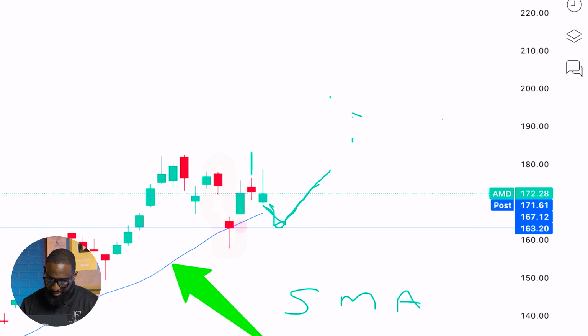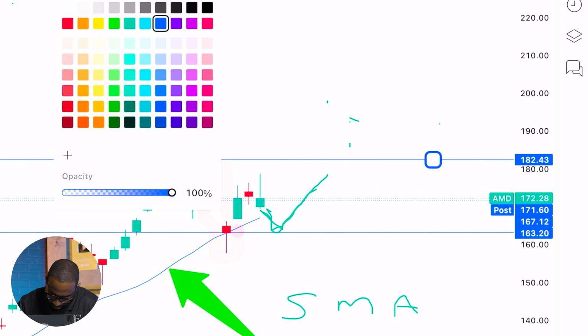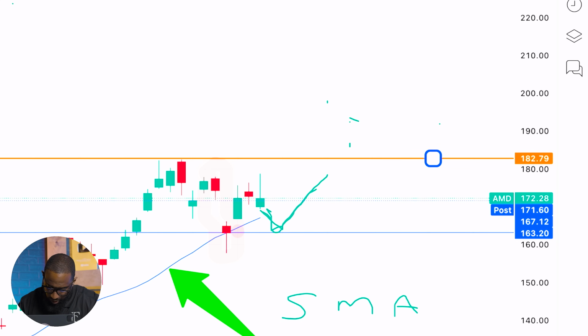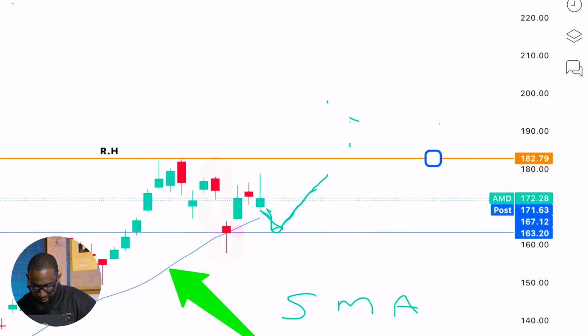Now, we got to also remember this. Right here, let's take this off so we can know what we're talking about. When we see this right here, I'm going to put another line on the chart for y'all. I'm going to change the color to orange. We'll make it a little thicker. This line at 182.43 is the next high. So we'll put a line on that. We'll put recent high.